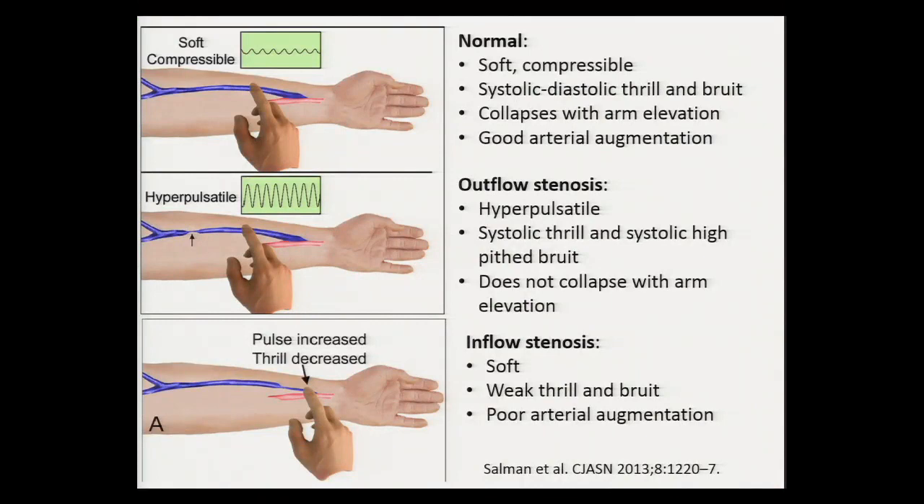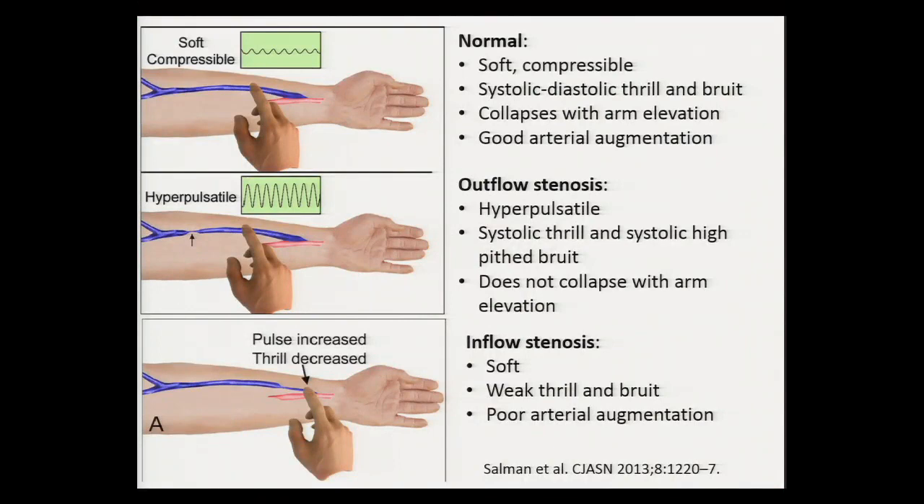So normally the fistula is soft and easily compressible. You can feel a continuous systolic-diastolic thrill and auscultate a bruit. The fistula collapses nicely with elevation, with gravity. I'll show you in the next slide. And there is what's called good arterial augmentation. So if you occlude the fistula briefly with a finger proximally and you feel the distal part of the fistula, it's going to become strong and bounding. That means there's good inflow coming from the artery.